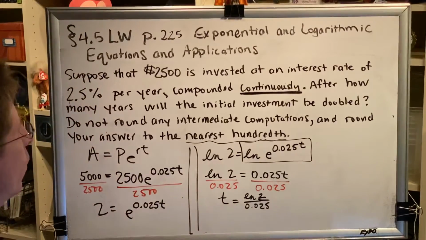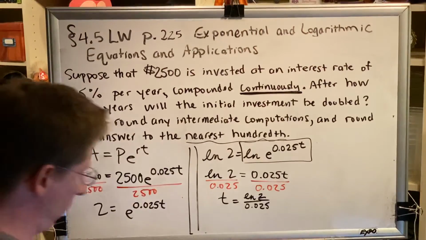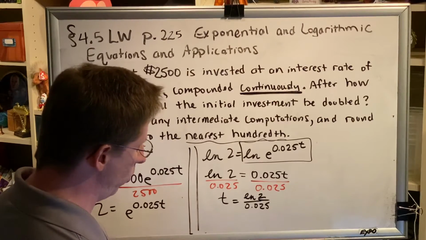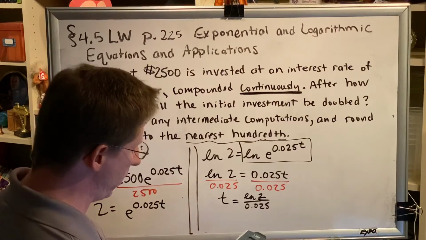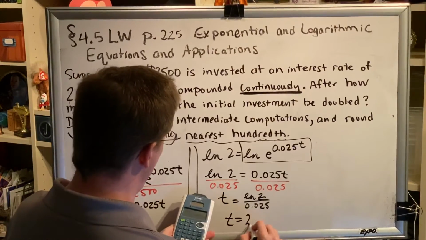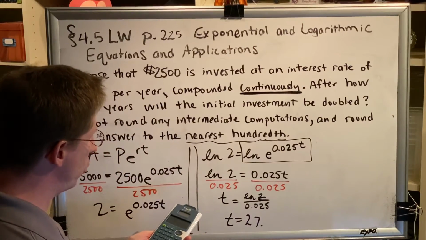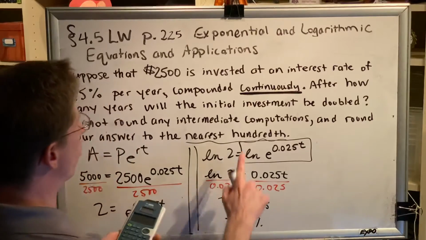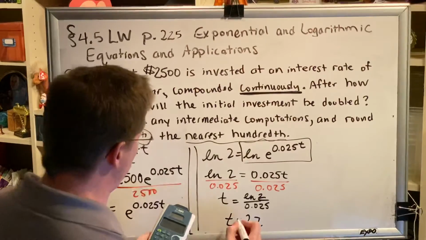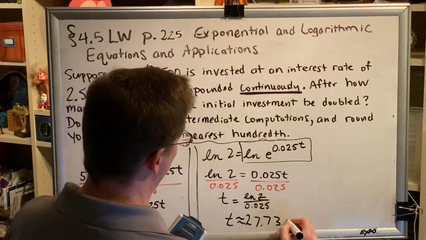But the problem asks me for a decimal approximation rounded to the nearest hundredth. So this is where I'm going to pick up my calculator. I'm going to make a fraction. In the numerator, I'll put the natural log of 2. In the denominator, I'll put 0.025. And I get the result, t equals 27.725888722. Since I need to round to the nearest hundredth, this is going to give me that t is approximately equal to 27.73 years.